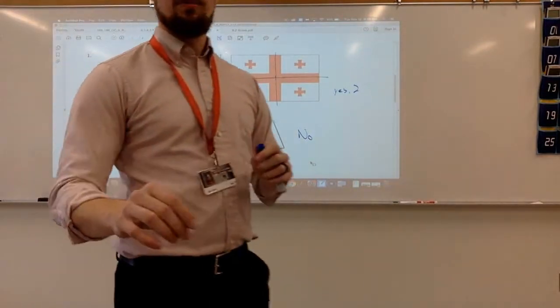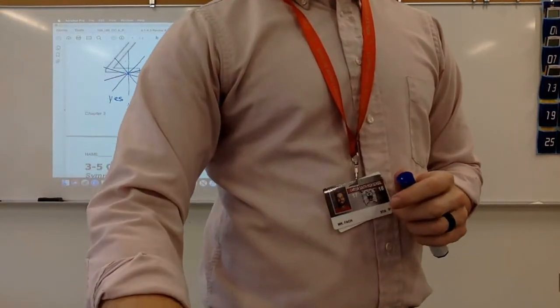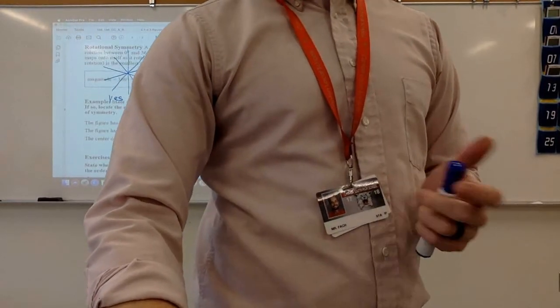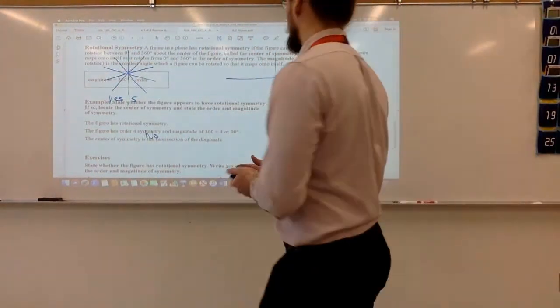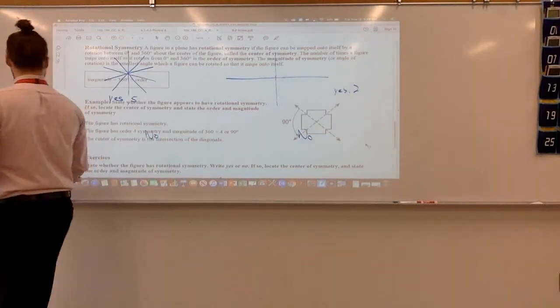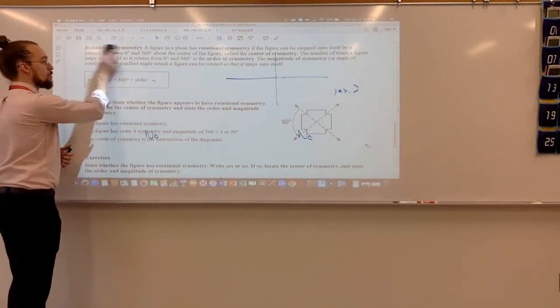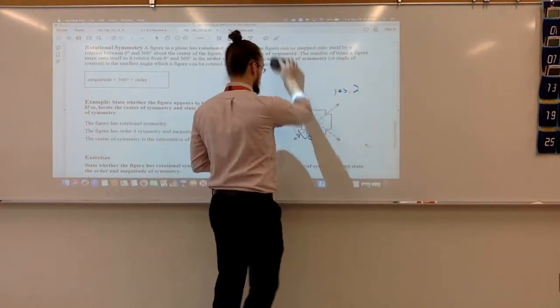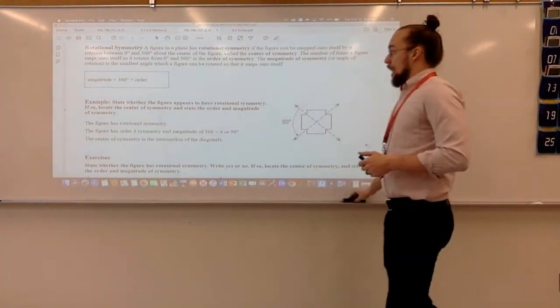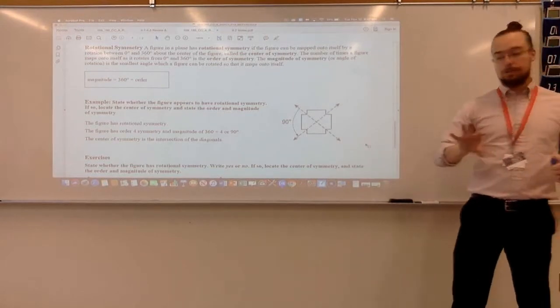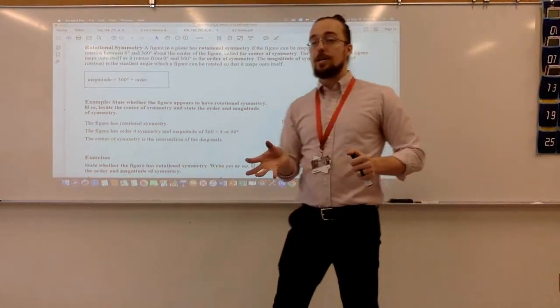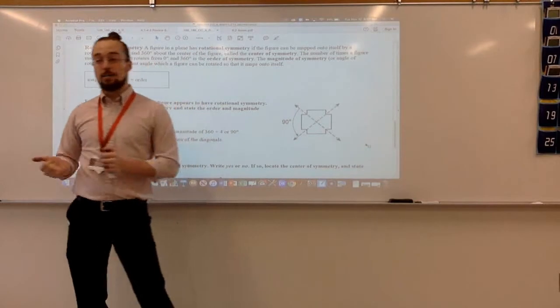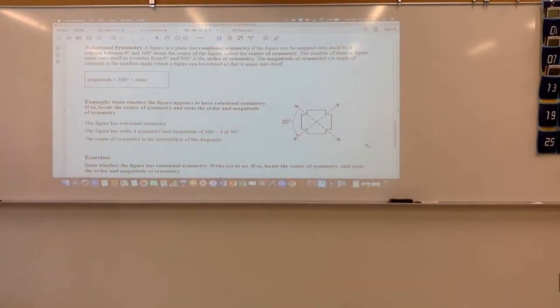Alright, let's flip over to the back. So on the back, we're going to talk about a different type of symmetry. I think line symmetry is the one you're more familiar with. On the back, we're going to look at rotational symmetry. Rotational symmetry just means if I can rotate an object and it looks exactly the same as what we started with.